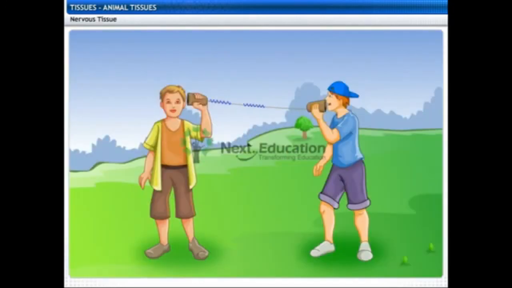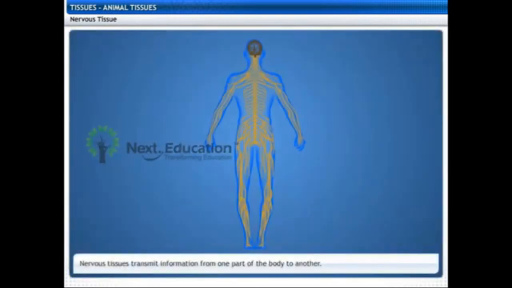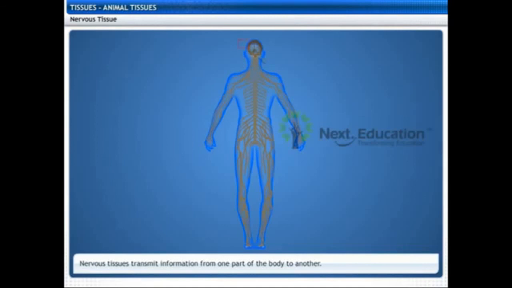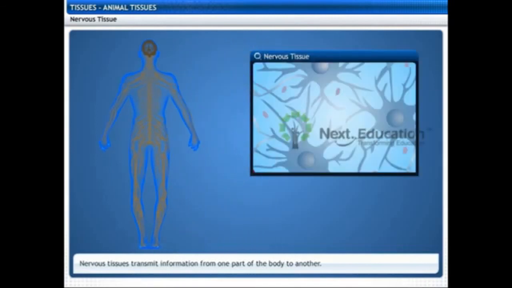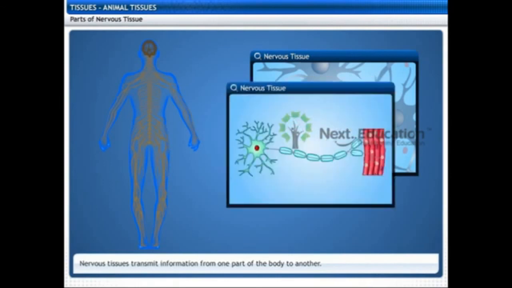Do you know what these boys are doing? They are trying to converse over a telephone that they have made. The function of the wire is to transmit information. Similarly, our body also has tissues that transport information from one part of the body to another. These are called nerve tissues. Let's take a closer look at nervous tissues.